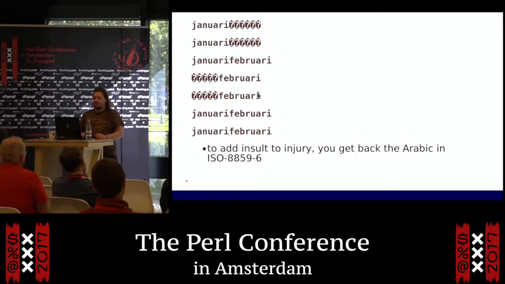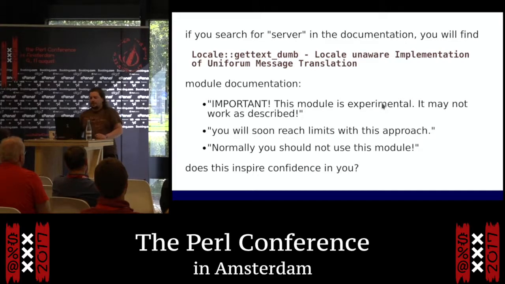And to add insult to injury, these are returned as octets. So you get an encoding mess. That's not nice. So you have a deeper look in the documentation. You look for server, and you will find this module. It's called getTextDumb, locale unaware implementation.